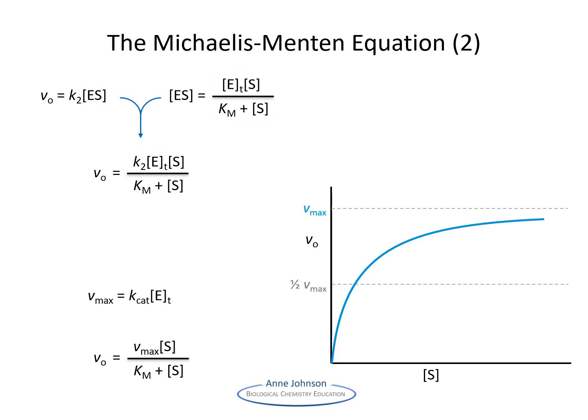The final step is to realize that at high substrate concentration, we have reached maximal velocity, so Vmax is determined by the rate of product formation from the ES complex and the total enzyme concentration. We can measure Vmax, so we will substitute this into the equation. This is now the normal form of the Michaelis-Menten equation.